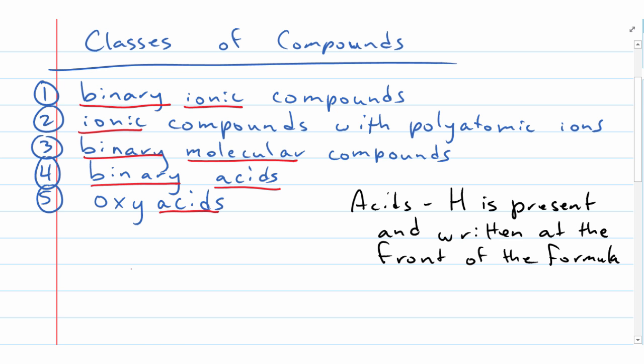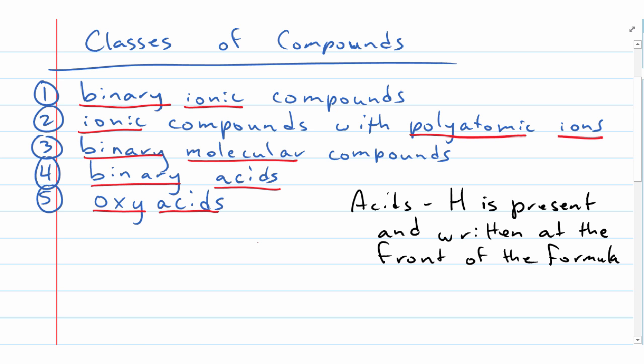And so then if we have an oxyacid, oxyacids are going to have the element hydrogen. Hydrogen will be written where? At the front. And the other element that's going to be present is going to be oxygen. So again, if it's an acid, acids always have hydrogen written at the front of the formula. If it's an oxyacid, it will also contain the element oxygen. And then the last one here is the polyatomic ions.